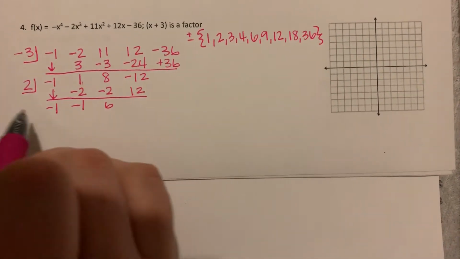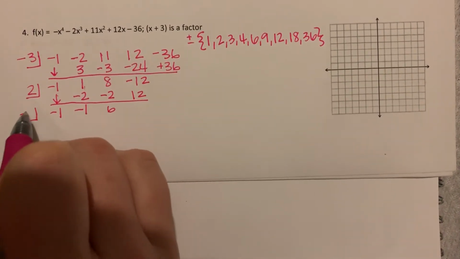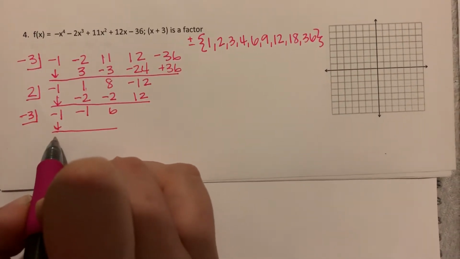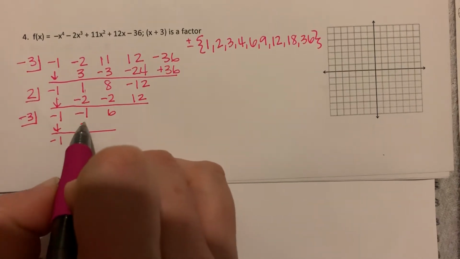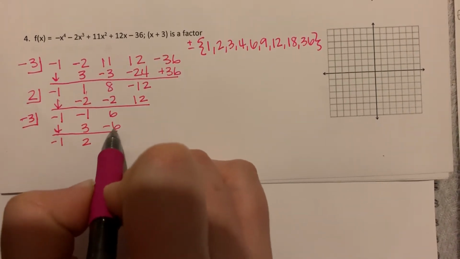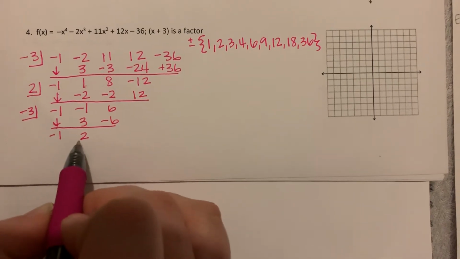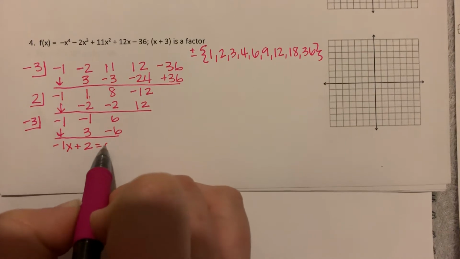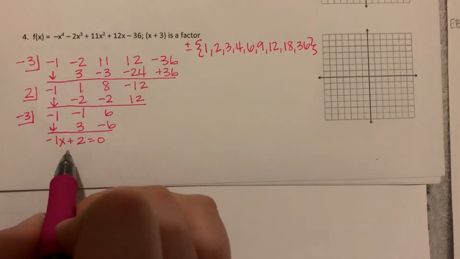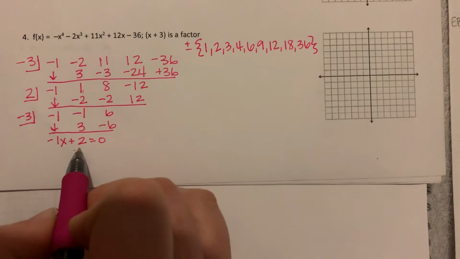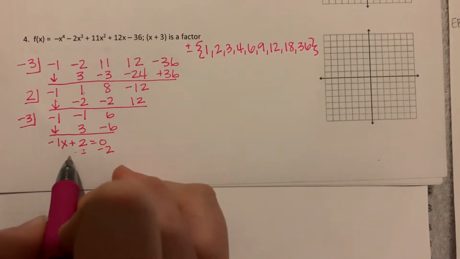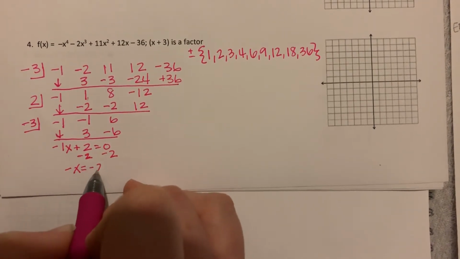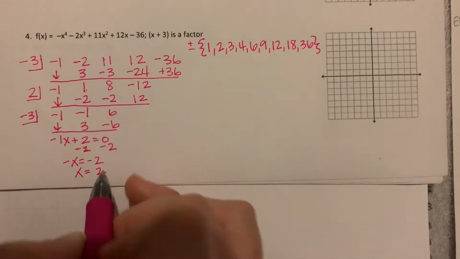I'm just going to go ahead and do synthetic division again. I know that -3 is going to work. Okay, once you have just 2 numbers, this is your x. Keep this the same sign. Set it equal to 0, and that's going to give you your last root. Okay, subtract 2 from both sides. -x equals -2, so x is 2.